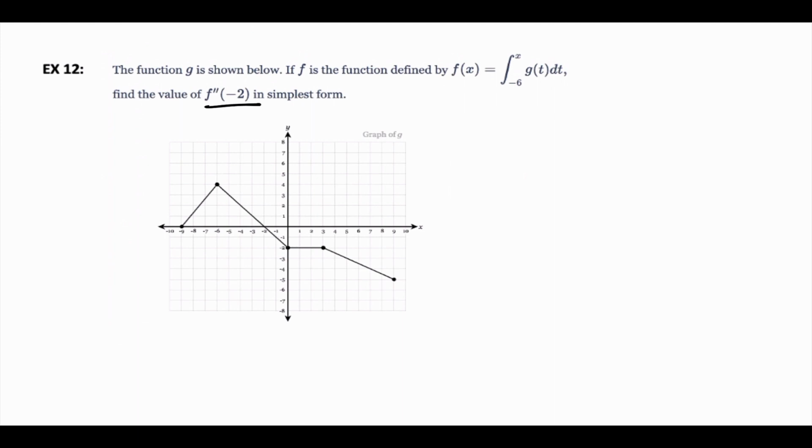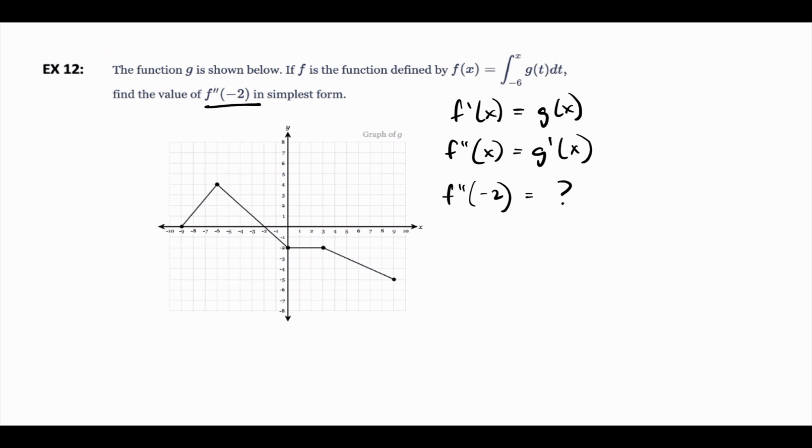Okay. The next one is the second derivative. Well, the first derivative is equal to g of x. So that means the second derivative has to be equal to g prime of x. So in other words, they're asking what is g prime of negative 2. Well, f double prime is the same thing as g prime. What is it asking for at g prime of negative 2? What is the question asking?